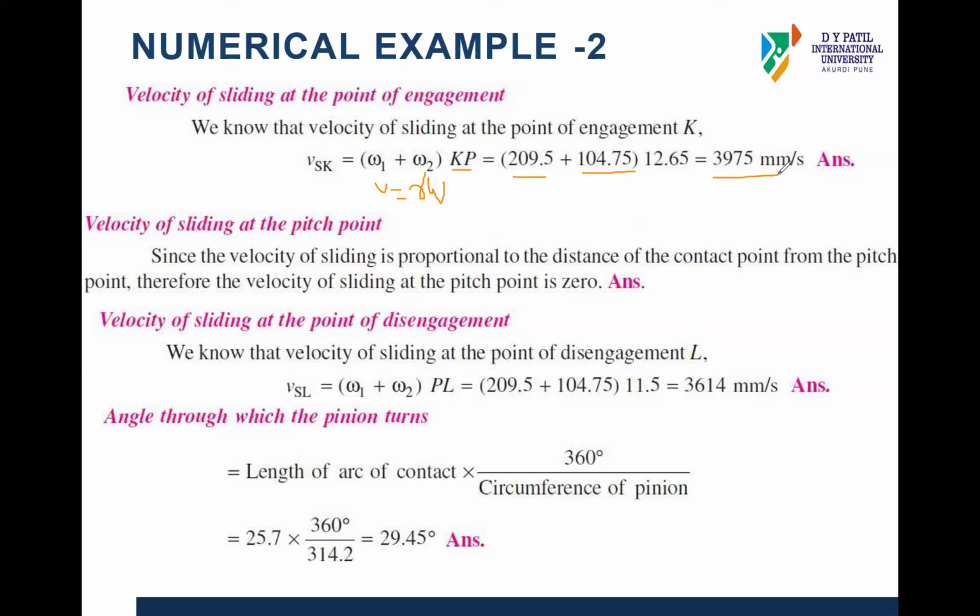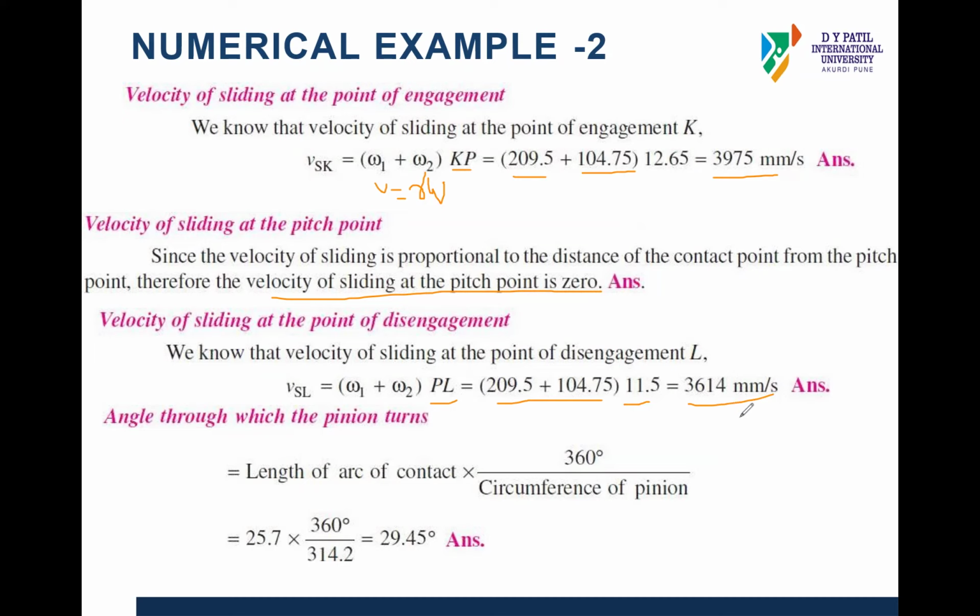Similarly, velocity at pitch point. There is no sliding velocity at pitch point, because gears are perfectly engaged there. So sliding velocity at pitch point is always 0. Then one more point we need to find out is velocity at disengagement. To calculate velocity at disengagement, we have to consider the distance of path of recess. So omega 1 plus omega 2, 209.5 plus 104.75, multiplied by distance 11.5, the distance of disengagement, which we have discussed. That part is 3614 mm per second.